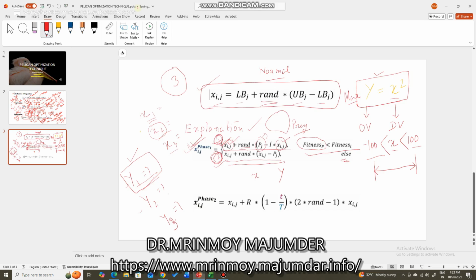Clear? That's all. Next is phase 2. This phase is known as the exploitation phase. Some say exploration is local search and exploitation is global search. Okay, now for that case it is simple. For the 3 agents, 3 new x need to be generated again, and for that this time you have to use this formula.